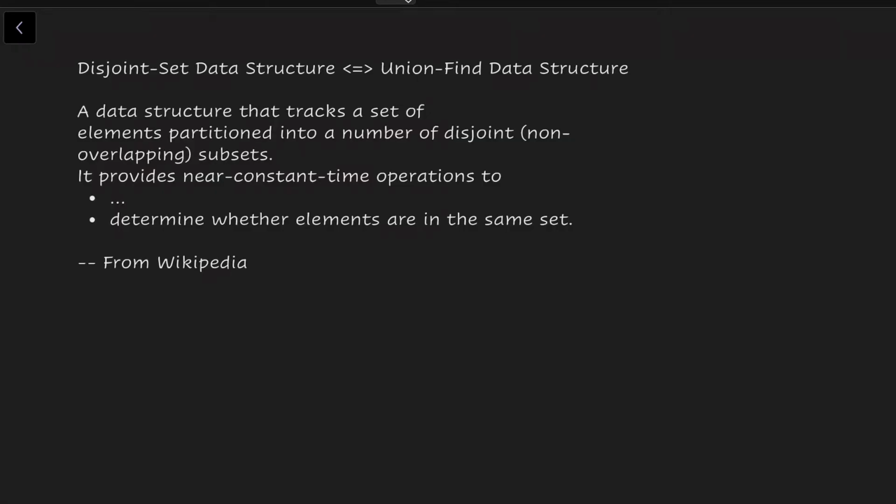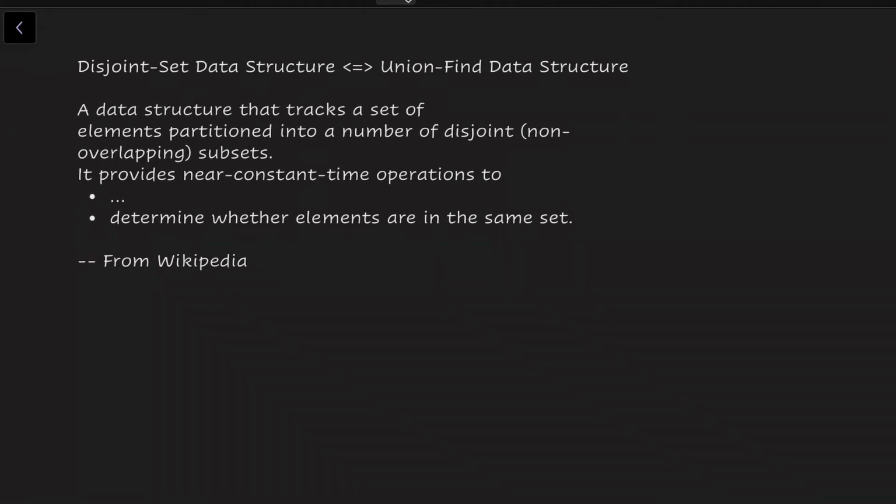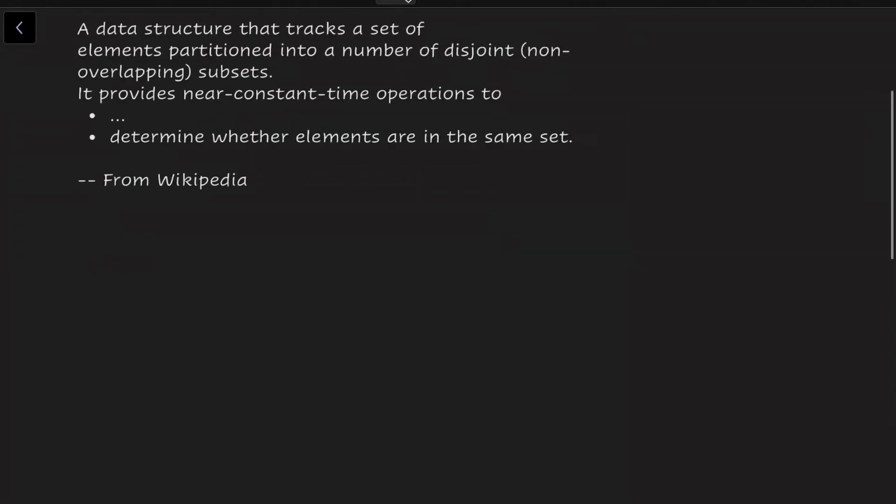In this video, we are going to talk about disjoint set data structure, also known as union find data structure. It's a data structure that tracks a set of elements partitioned into a number of disjoint subsets. It provides near constant time operations to do multiple things, and one of the most important things is determining whether elements are in the same set.